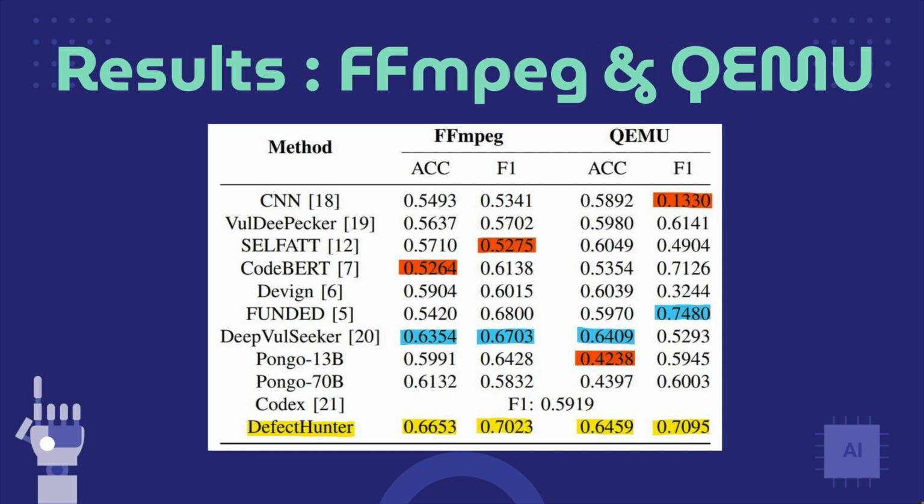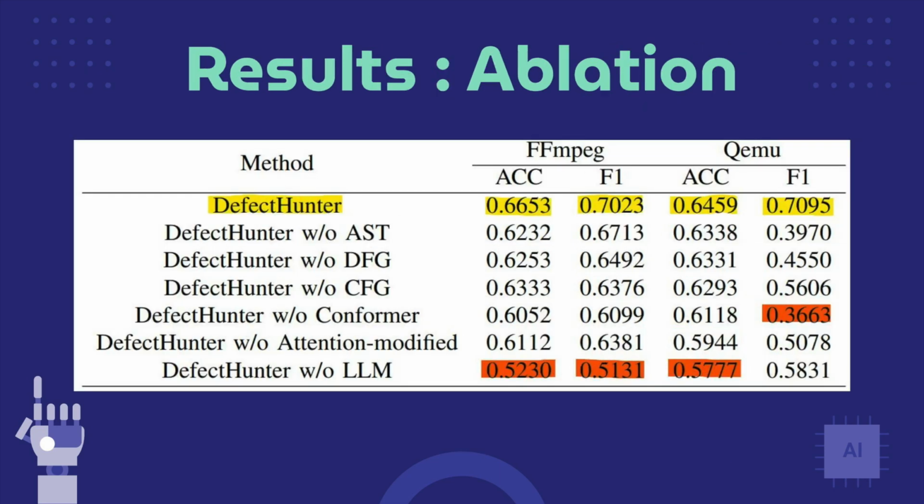The analysis reinforces the previous findings. Overall, DefectHunter exhibits superior effectiveness compared to other methods. Its comprehensive approach to identifying vulnerabilities ensures a more secure and reliable software environment, proving its excellence in the field of cybersecurity. Removing certain components from DefectHunter results in decreased effectiveness.